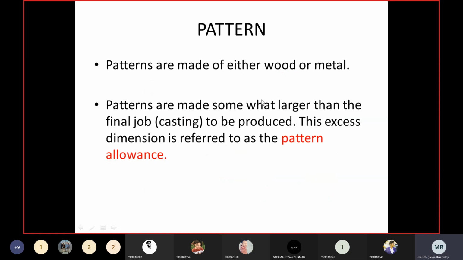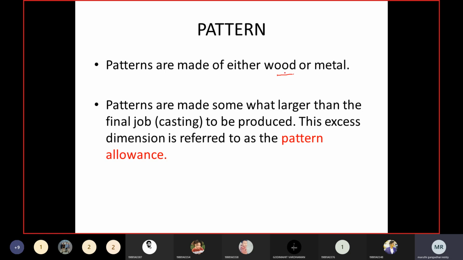Okay, and next, here you can observe what materials are used for the pattern. Patterns are made up of either wood or metal. What is the drawback of choosing wood as a pattern material? The molding sand which we are using consists of moisture. If the wood absorbs the moisture, what will happen? The pattern dimensions are going to change. So that is the problem with the wood.